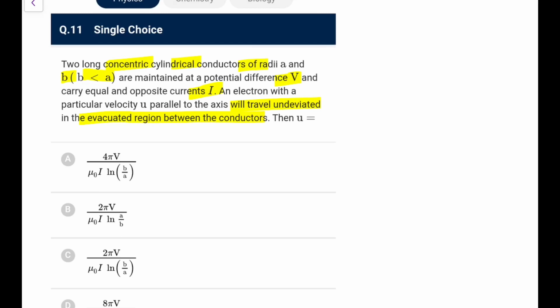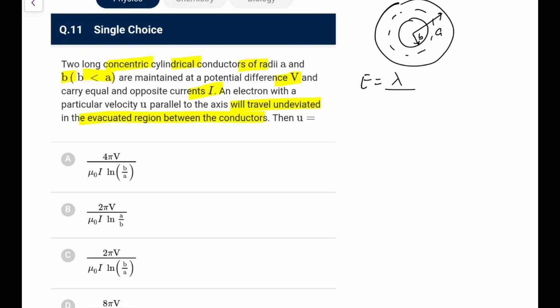So first of all, let's say these two cylindrical conductors, if I look from the top, would look like this. A is greater and B is smaller. In the in-between region, the electric field will be only because of the charge given to only the inner one. So E is only due to one. In the in-between region, if I give the charge to be lambda, the field would be lambda upon 2 pi epsilon naught r.